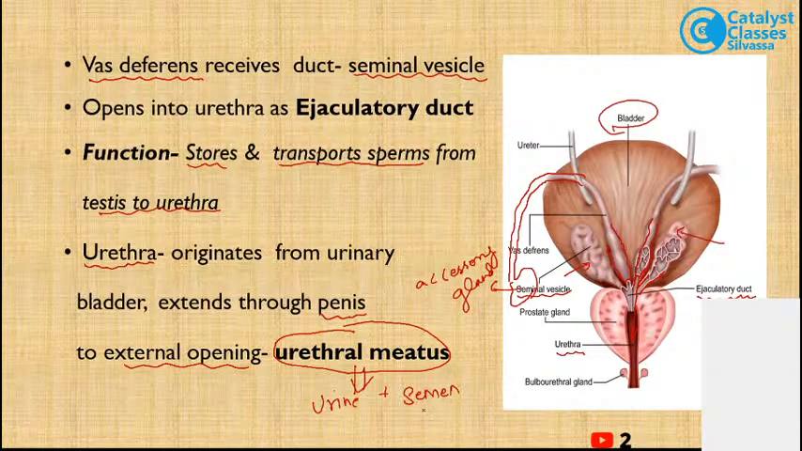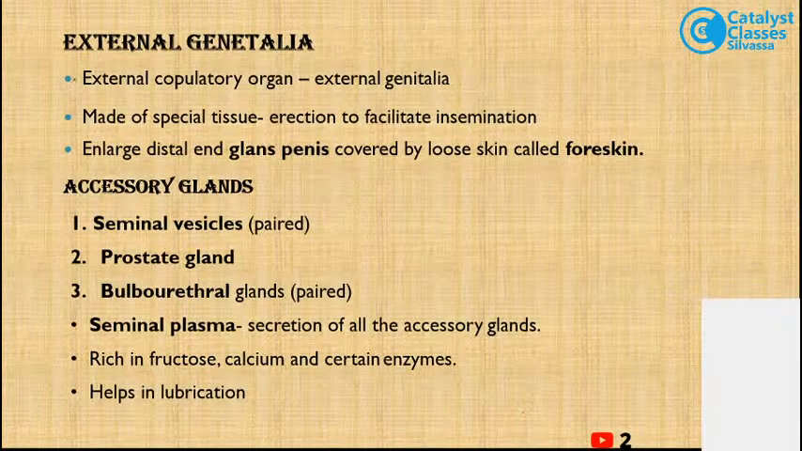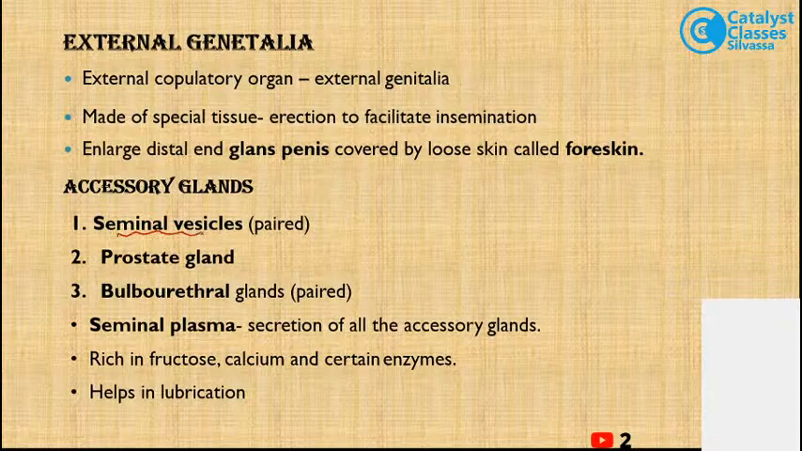Semen is actually what? The seminal plasma which is secreted by the accessory glands plus the sperms that are synthesized, or formed, in the testis. Okay? So first we will see the accessory glands and then we will move on to the external genitalia. If you see the accessory glands, as I told you, there are seminal vesicles which are paired structures.